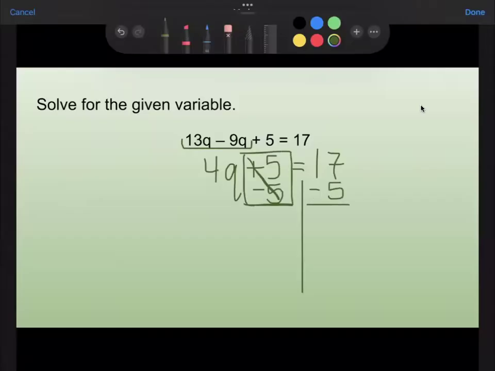These 5s cancel out to 0. I'm going to bring down that 4q, put it right here. And then 17 minus 5 is 12. So this is where I am after this last step.